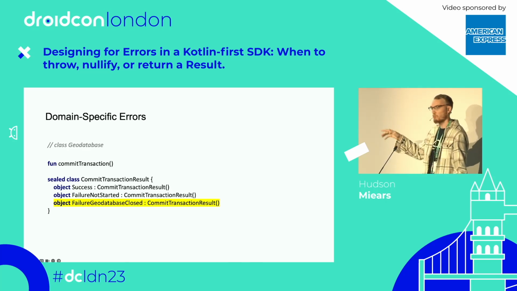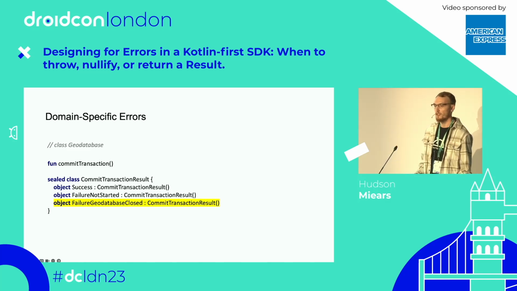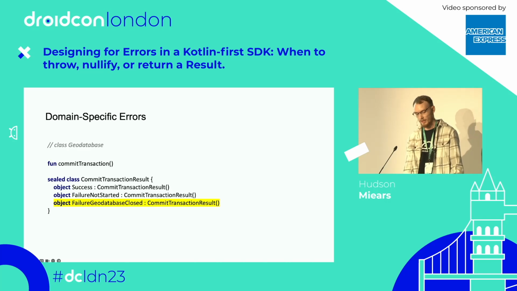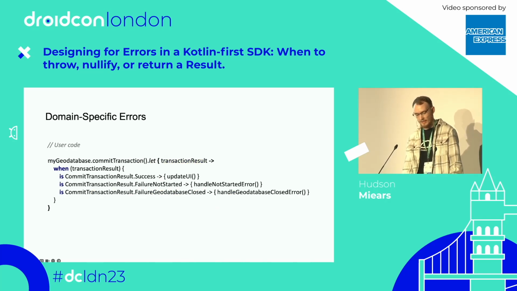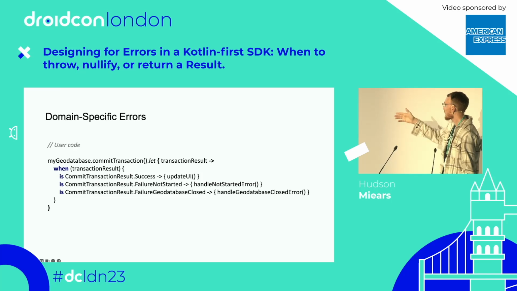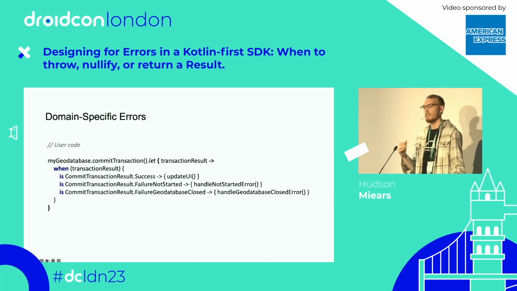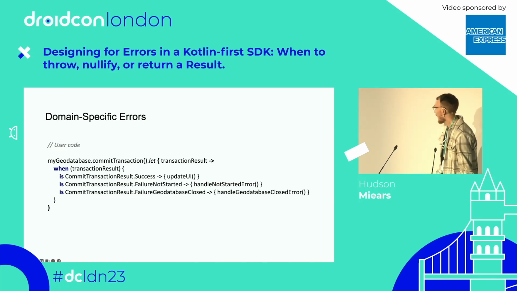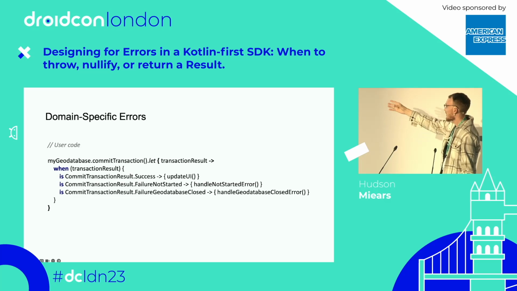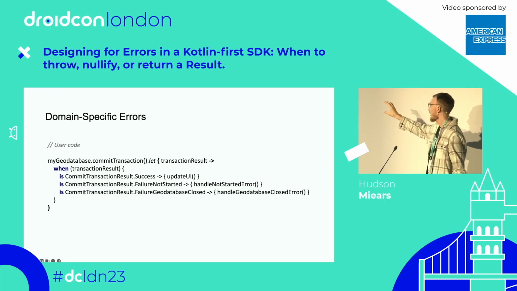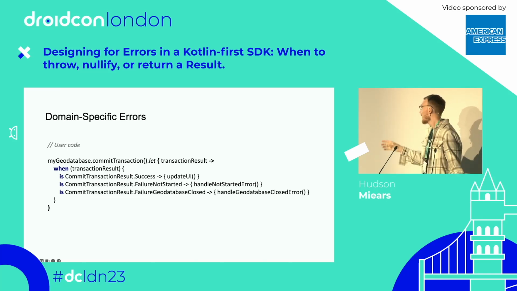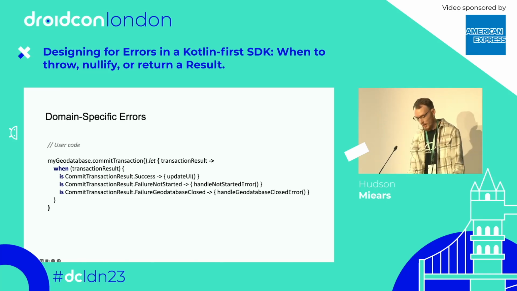Now, I just want to note as well, these can be classes. These can be classes with properties inside of them. So you can give more information to your users in the specific error scenarios where it's relevant. We can return that from the function. And then the user can look at the transaction result and use a when statement to write specific code to handle each scenario that may have occurred when they tried to commit that transaction. And what's really nice about this is that if it was a not started failure, then they can have specific code to handle that case. And if it was a geodatabase closed error, then they can have specific code to handle that scenario. So each error has its own function to handle it.